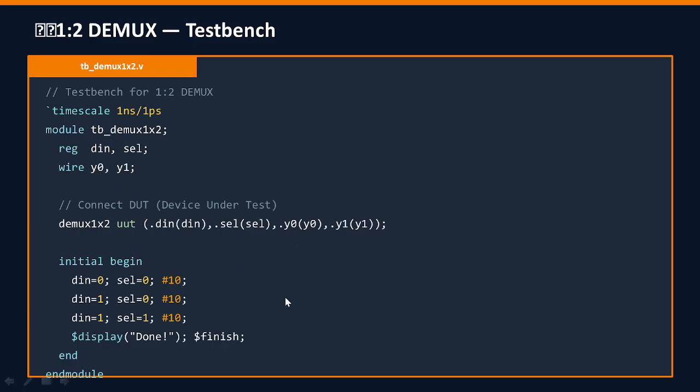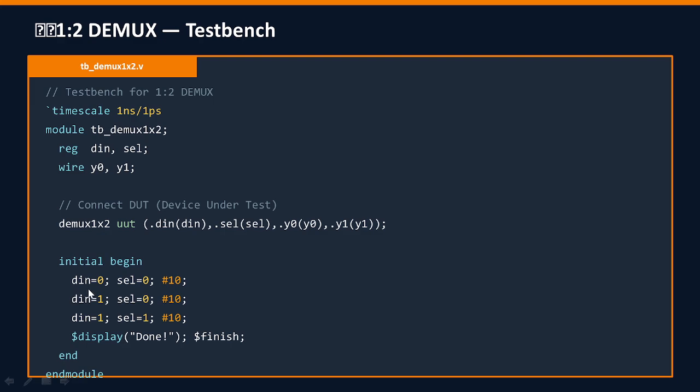After that, you tell your test bench code what to test. Initial begin means the code starts only once. After it starts, it is going to test the particular test cases. What happens if d in is 0 and select is 0? What will be the output? The output you are going to get is y0. Why? Because you have select line 0, right?